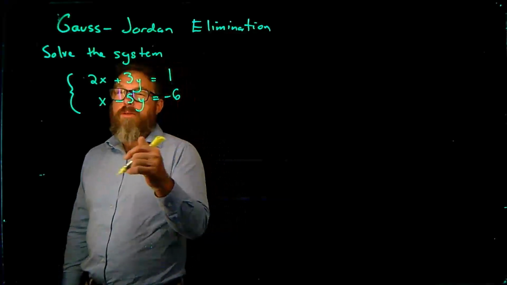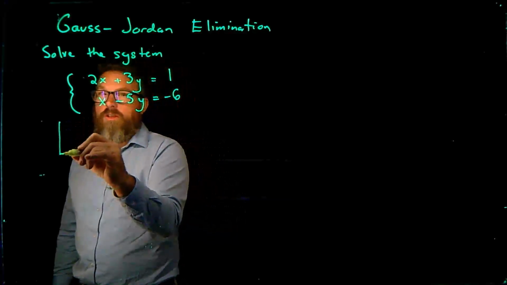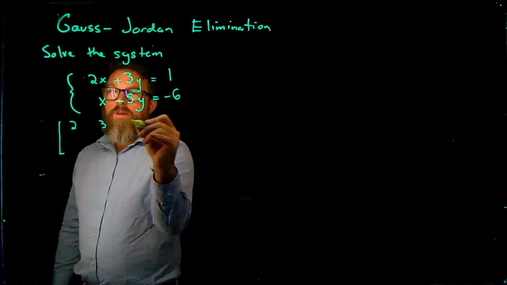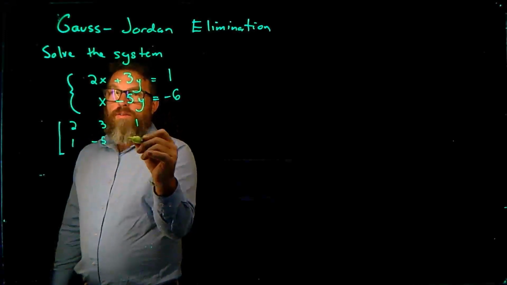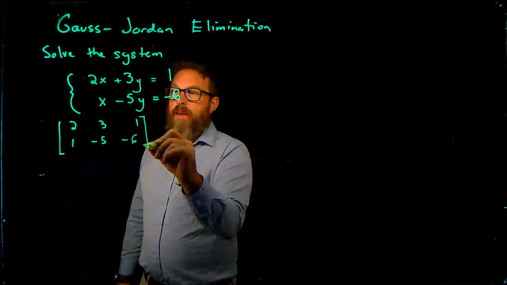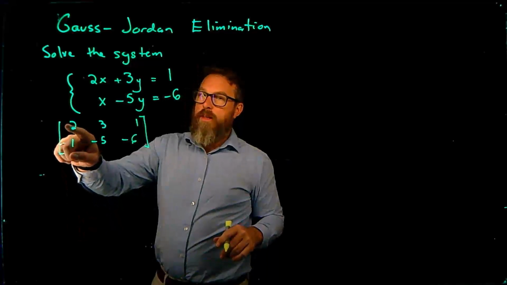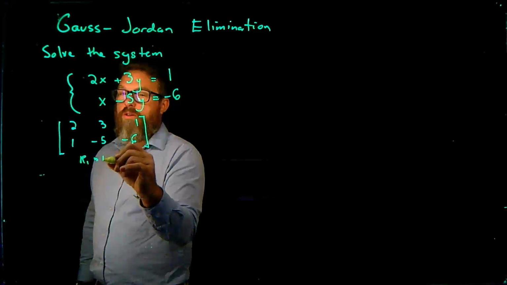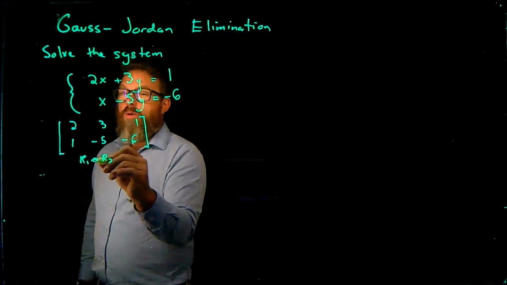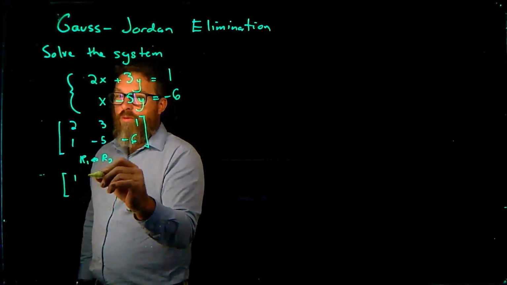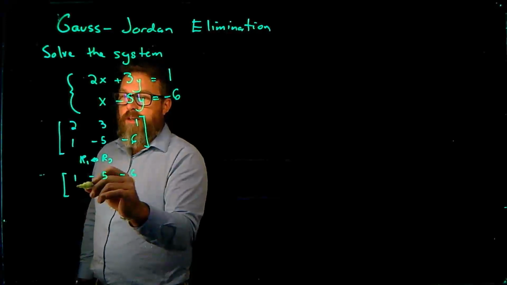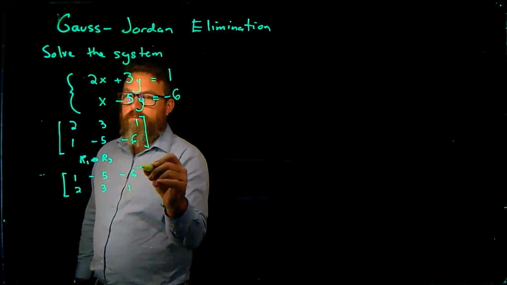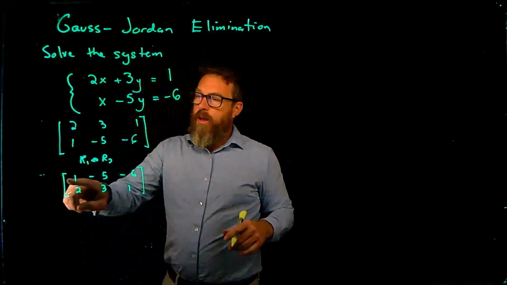All right, so the first thing I'm going to do is just write this as a matrix. So this is 2, 3, 1, 1, minus 5, minus 6. And then it'd be nice if this was a 1, and the easiest way to make that top a 1 is just to switch row 1 and row 2. Row 1, switch with row 2. So now this is going to be the matrix 1, minus 5, minus 6, and then 2, 3, 1. All right, so we got a 1 here. Now make this a 0.